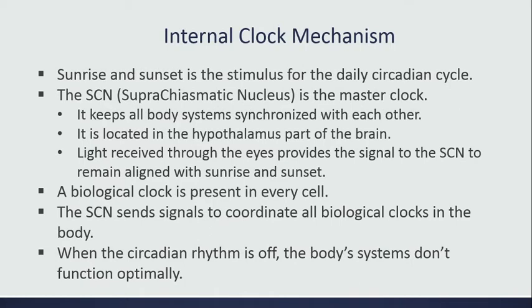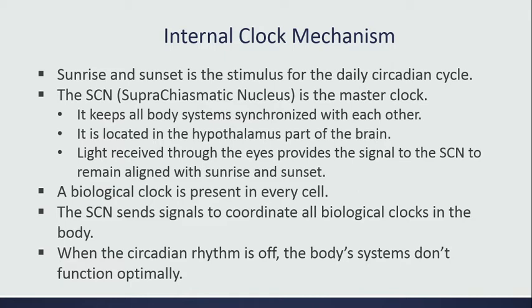Now let's speak to the internal clock mechanism. Sunrise and sunset is a stimulus for the daily circadian cycle. The SCN is the master clock. It keeps all body systems synchronized with each other. It is located in the hypothalamus part of the brain. Light received through the eyes provides a signal to the SCN to remain aligned with sunrise and sunset.